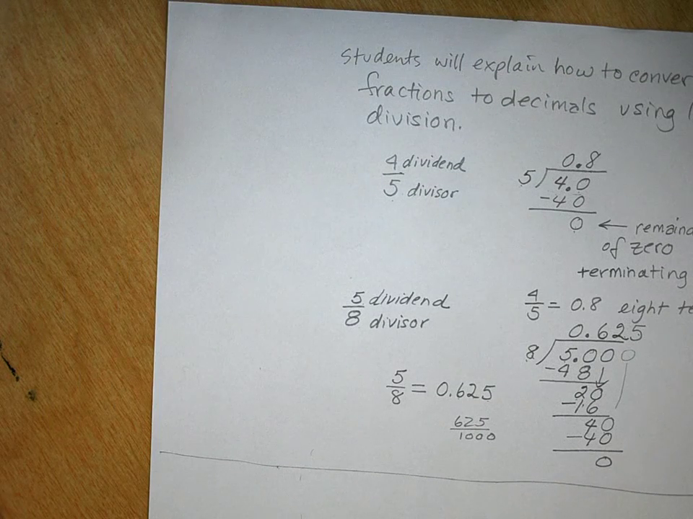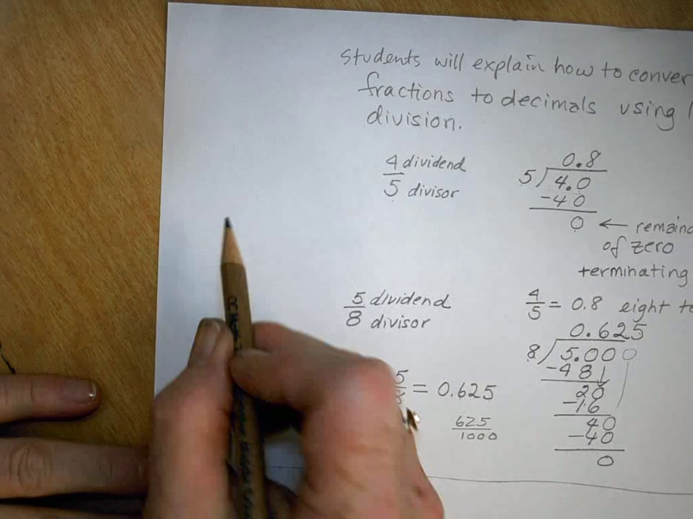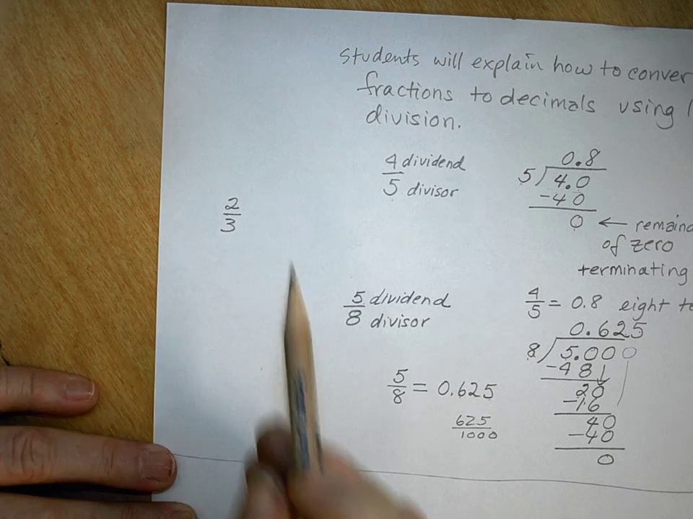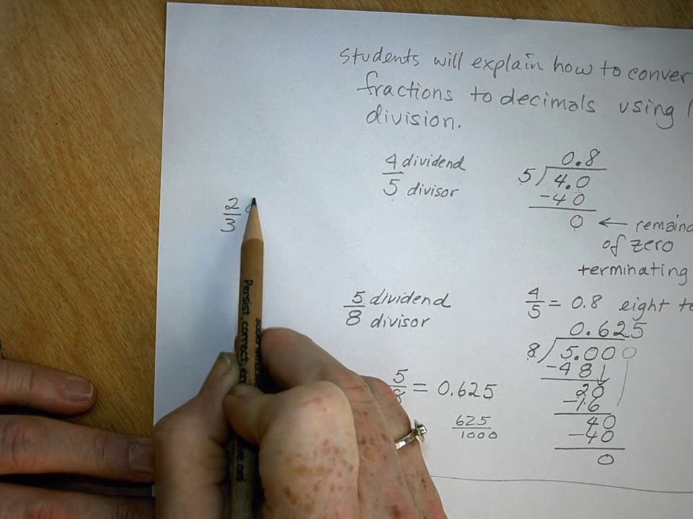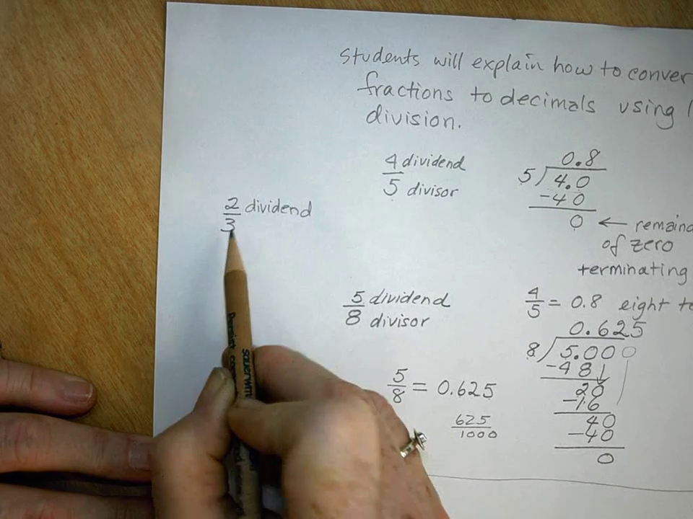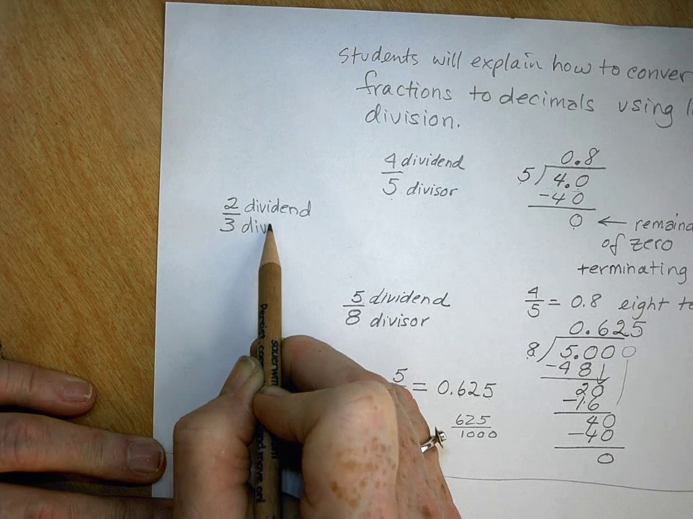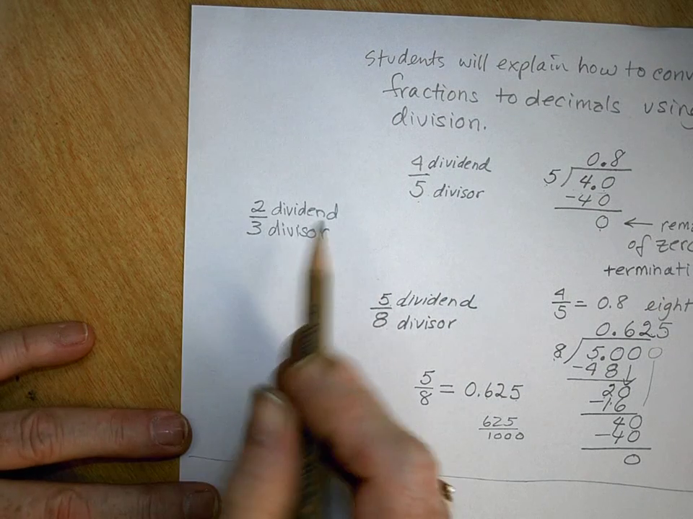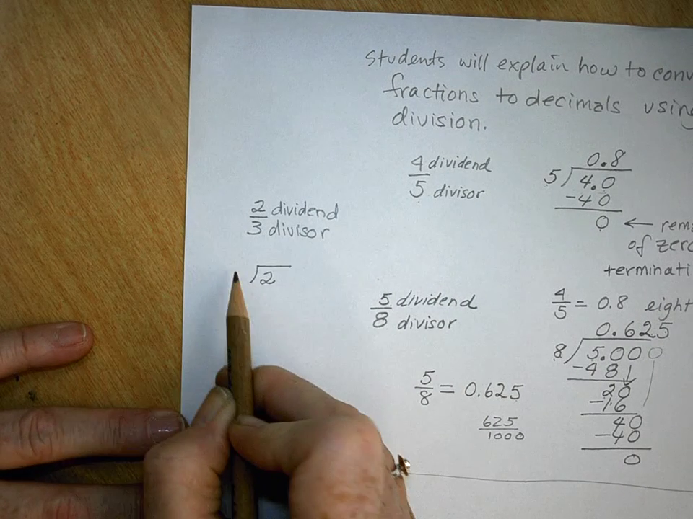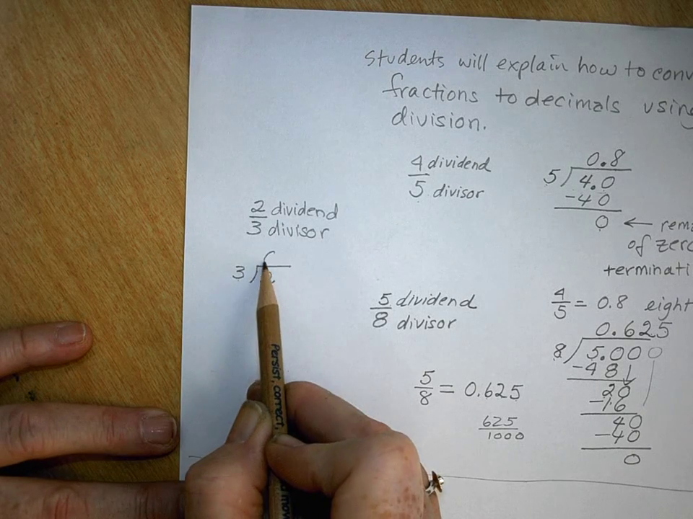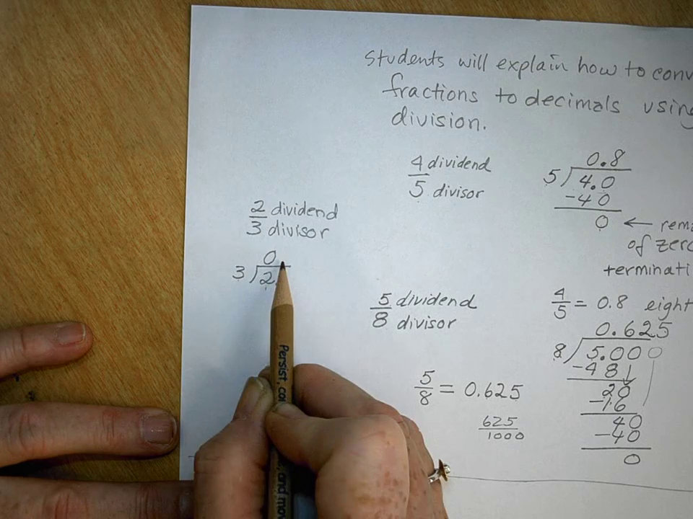Okay, I might also try, let's see, maybe 2/3. So I know that 2 is my dividend. It goes under the division sign. It's my numerator, dividend, and 3 is my divisor. So I put 2 under my division sign, and 3 is my divisor. 3 does not divide evenly into 2, so I put a 0 to hold that place, and I add my decimal point.